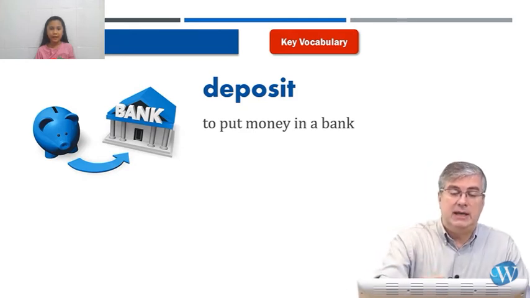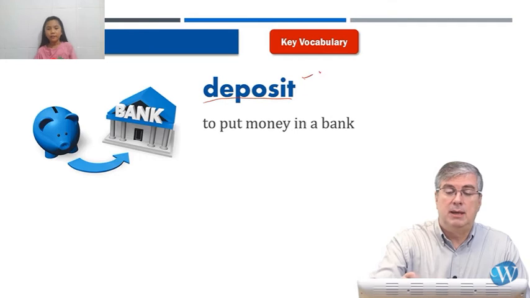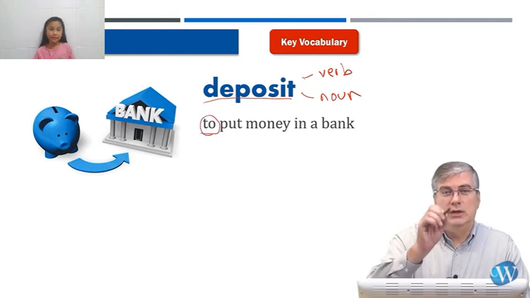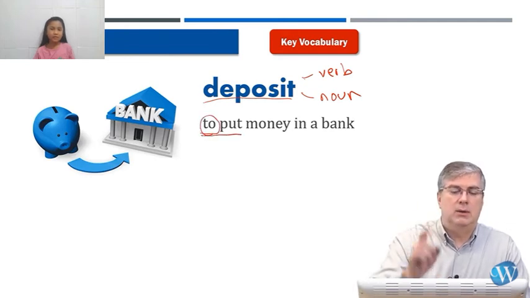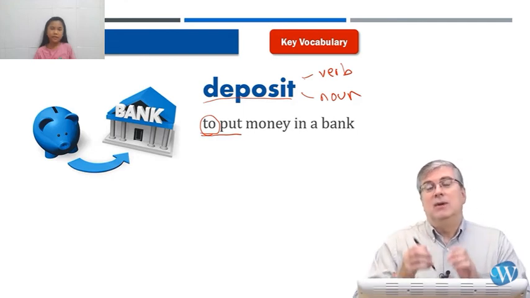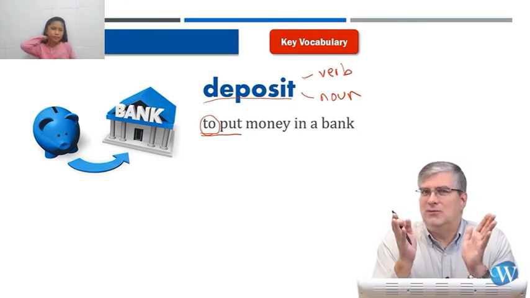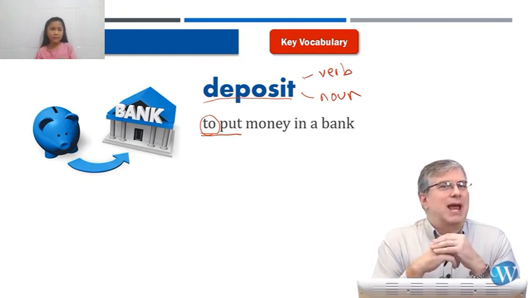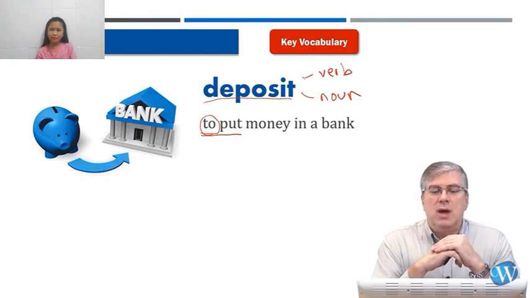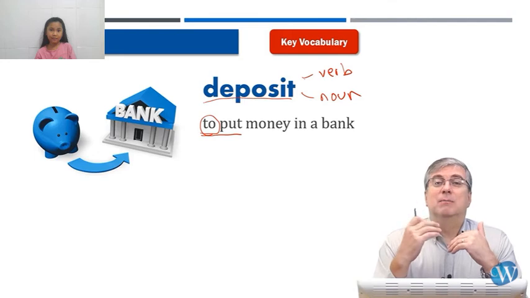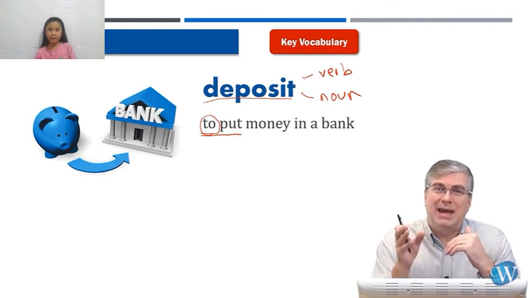The first one is deposit. Deposit can be a verb and it can also be a noun. In this case, it's a verb because we see "to put in," and we know that it's a verb. So, to put it in the bank. Do you have any money? If your parents give you some allowance, maybe every week, maybe you could ask your mom or your dad to help you make a bank account, and you can deposit it.